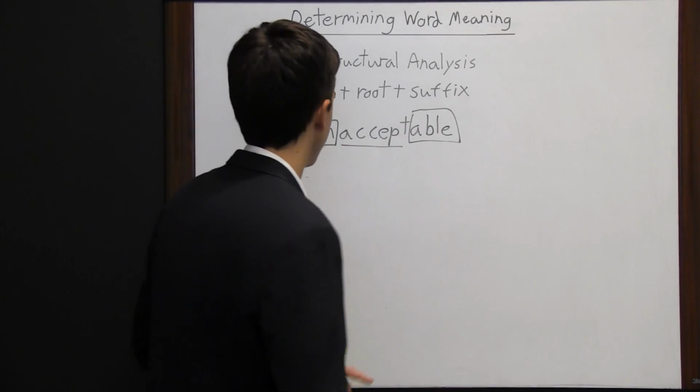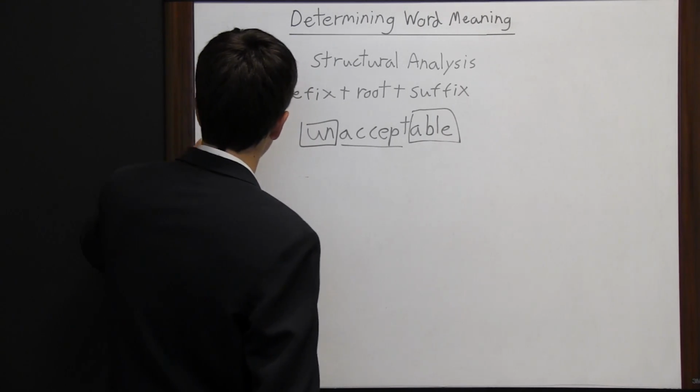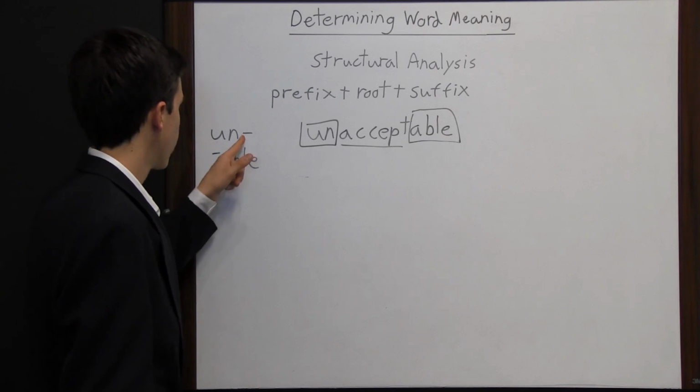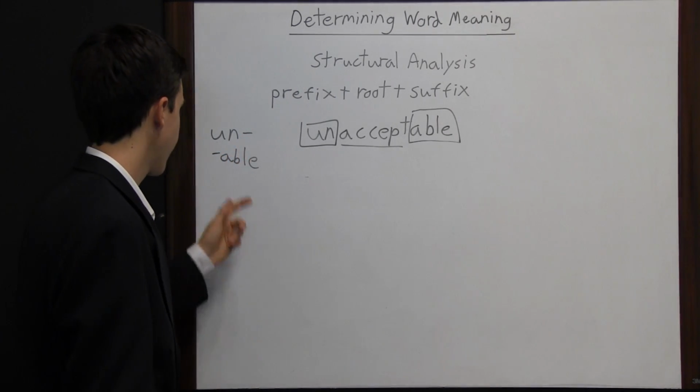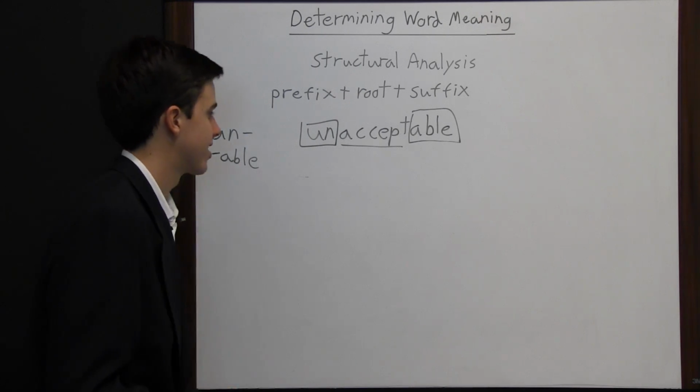So if you saw un or able written by themselves, you would see it written like this. That's because the dash represents the word. So here, since un is a prefix, the word comes after the prefix. And here with able, the word comes before able because able is the suffix.